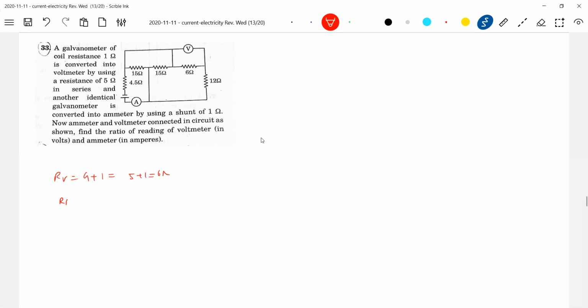Then the ammeter will be GS by G plus S. 5 into 1 by 5 plus 1. Coil resistance is 1 ohm. It's converted into a voltmeter using a resistance of 5 ohm. 1 plus 5. So this will be 1 by 2 ohm. So wherever the ammeter is there, I should replace it with 1 by 2 ohm, and that with 6 ohm, then I should carry on with the problem.